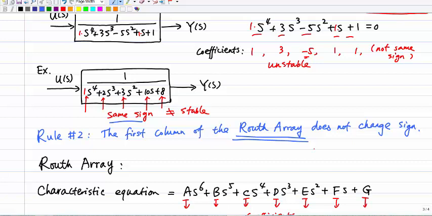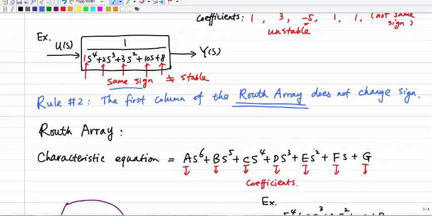So this says, okay, the first column of the Routh's array does not change sign. If it changes sign, that's not stable. If it does not change sign, it's stable. I'll talk about it later on, okay. So first of all, what is a Routh's array? Because you talk about the first column of the Routh's array, right? Okay. So what is a Routh's array?